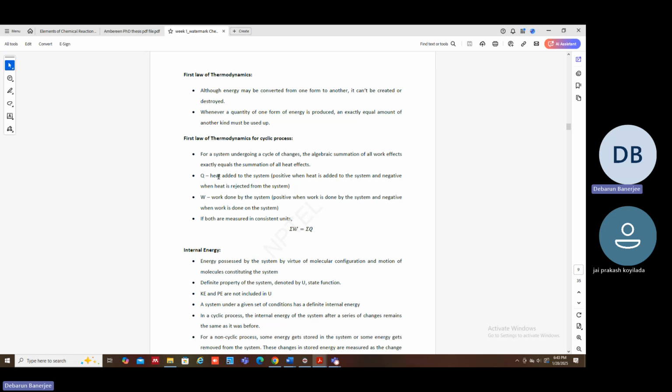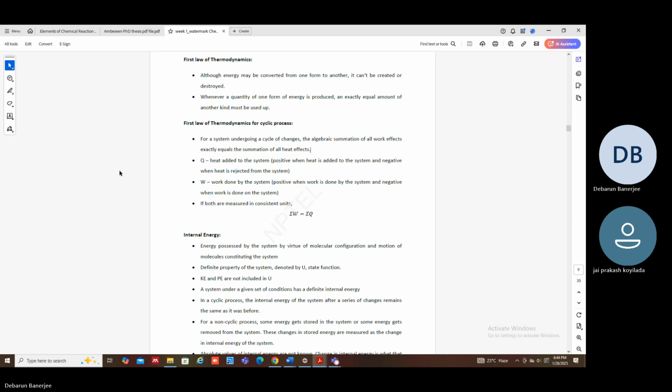For a cyclic process, the first law of thermodynamics says that for a system undergoing a cycle of changes, the algebraic summation of all work effects exactly equals the summation of all heat effects. Q is heat added to the system, so it is positive when heat is added to the system and negative when heat is rejected from the system.